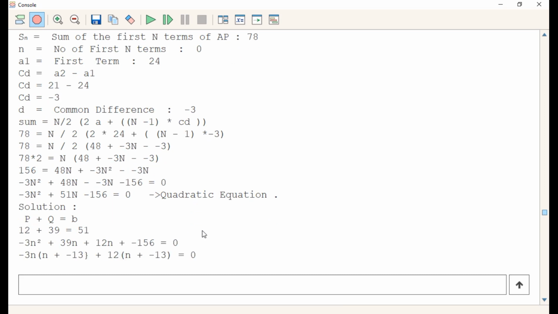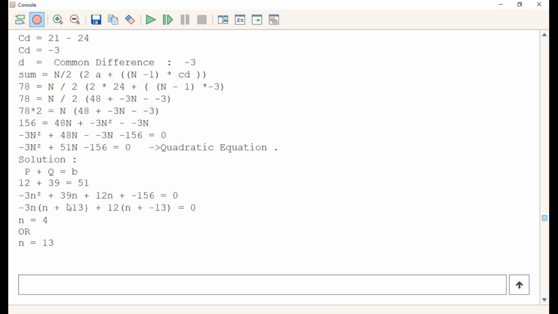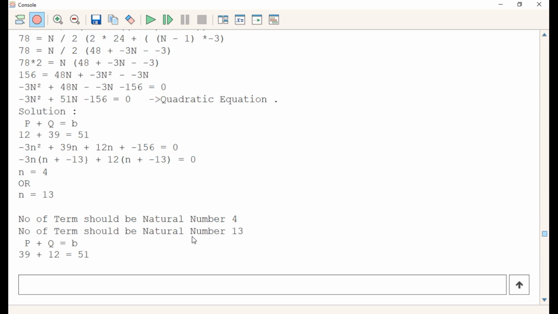This is a peculiar problem as it gives two positive values for x, one is 4 and another is 13. In the previous problem, we found the sum of 13 terms as 78. Here, we get the same value for the sum of the first four terms also.